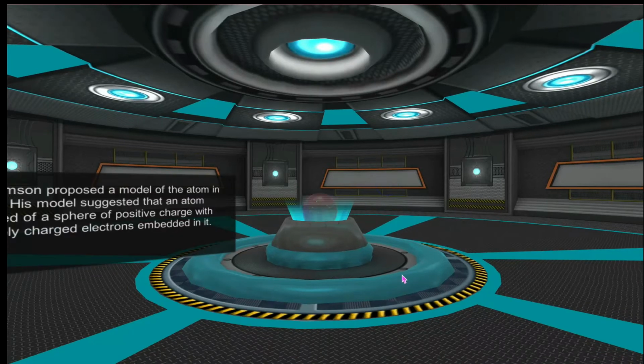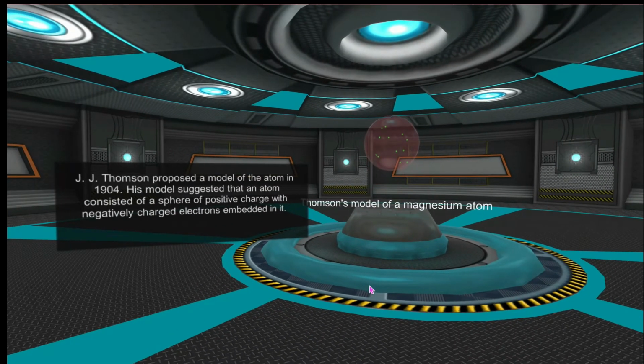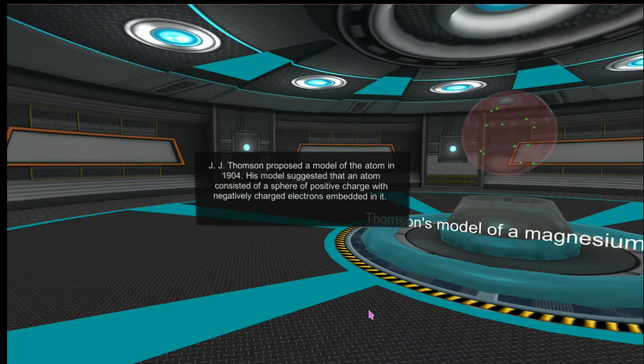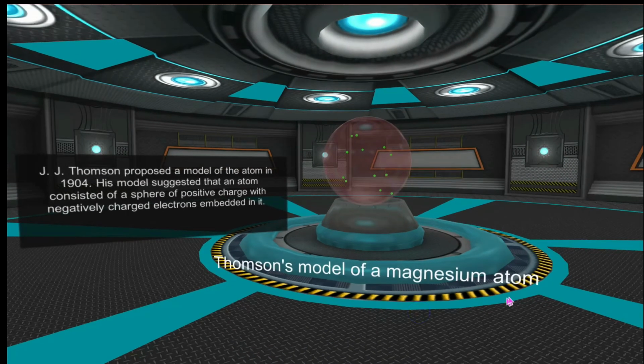J.J. Thomson proposed a model of the atom in 1904. His model suggested that an atom consists of a sphere of positive charge, with negatively charged electrons embedded inside it.